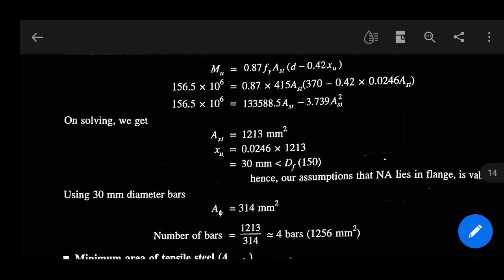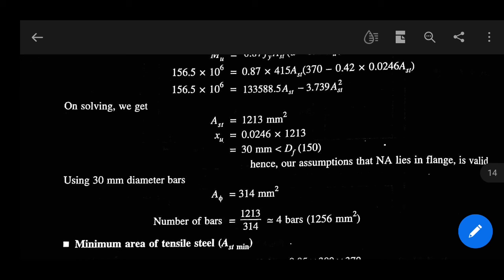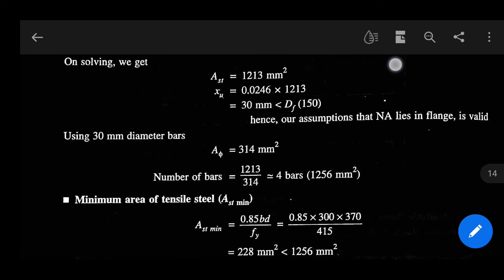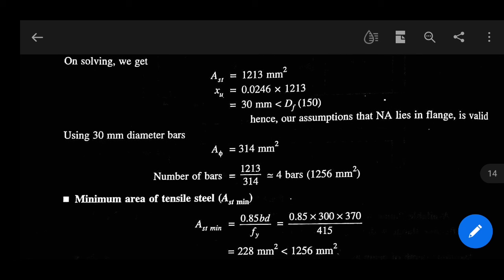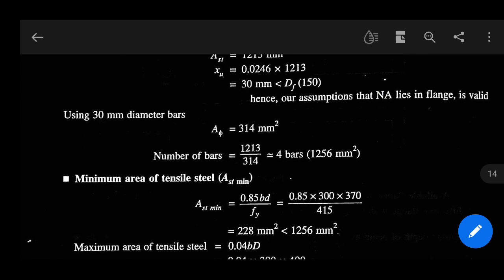Now using 20 mm diameter bars, cross sectional area of one bar Ast is equals to 314 mm square. So number of bars is equals to 1213 by 314, which is almost equals to 4 bars. So AST will be 1256 mm square. Now minimum area of tensile steel AST minimum is equals to 0.85 BD by Fy, which is equals to 0.85 into 300, that is B, into 370, that is D, by 415, that is Fy, that is equals to confirm 228 mm square, which is less than 1256 mm square. This is minimum area of steel required, so hence the design is safe with respect to this.